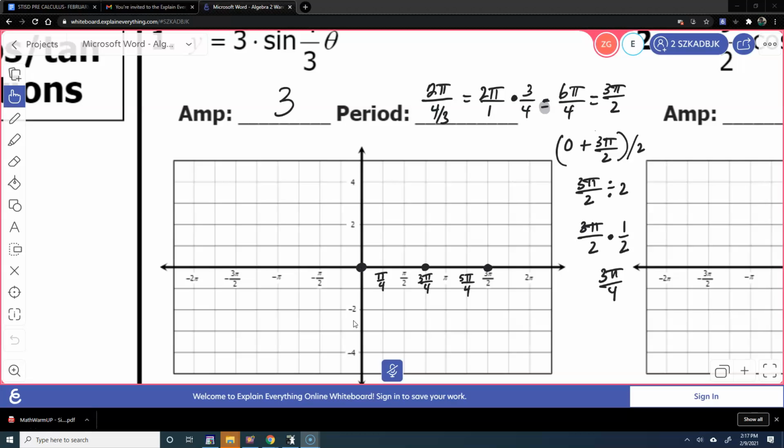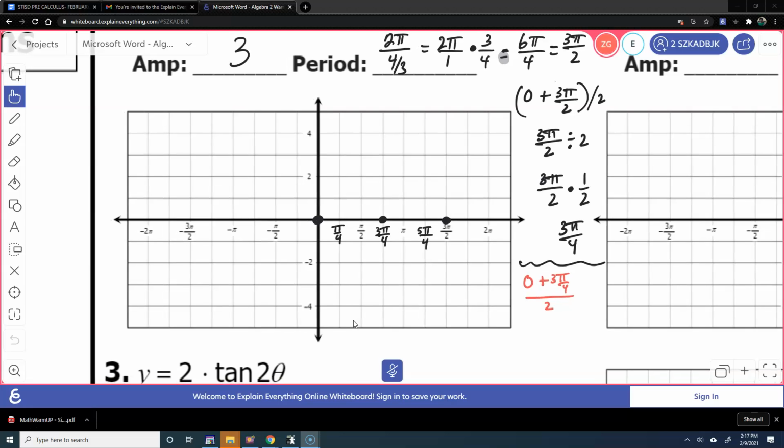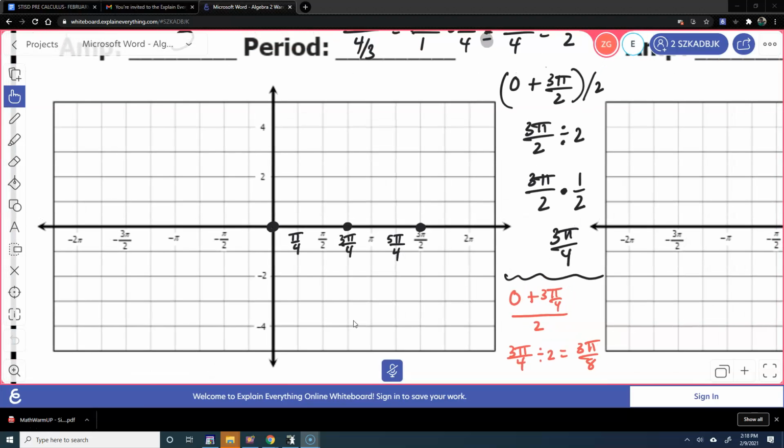This is where it's going to get a little bit trickier. So now I need to find the middle point between 0 and 3 pi over 4. So once again, I'm going to add, and I'll use a different color, 0 plus 3 pi over 4 and then divide by 2. So you get 3 pi over 4 divided by 2, which comes up to 3 pi over 8. So now I've got to count by eighths to get in between 0 and 3 pi over 4.